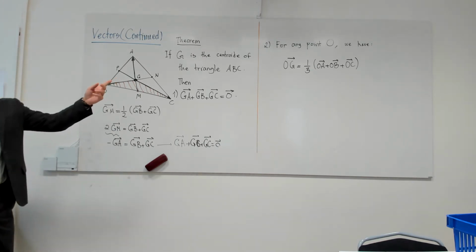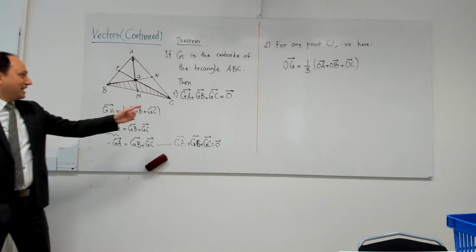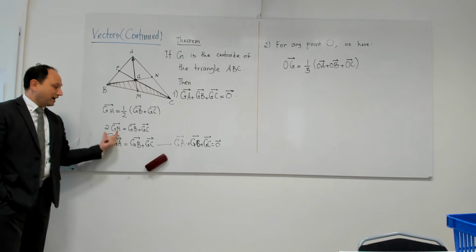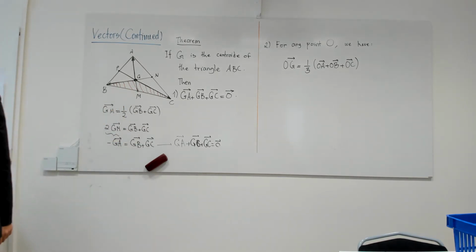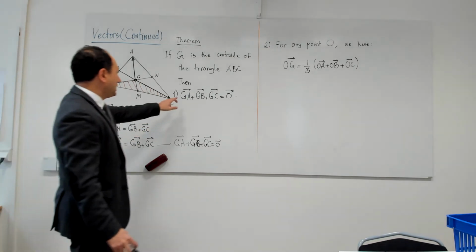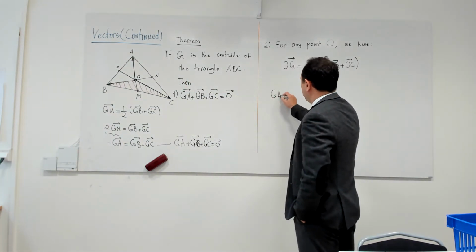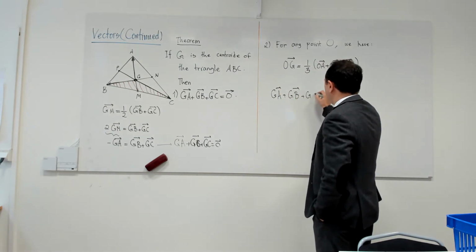But why is this correct? These things seem very hard to prove, but they are simple. So it was not at all hard, yes? It was very simple. Just knowing this fact was the important thing. So how can I prove this one? It's very simple. I start from this one. So we learned that GA plus GB plus GC is equal to O.